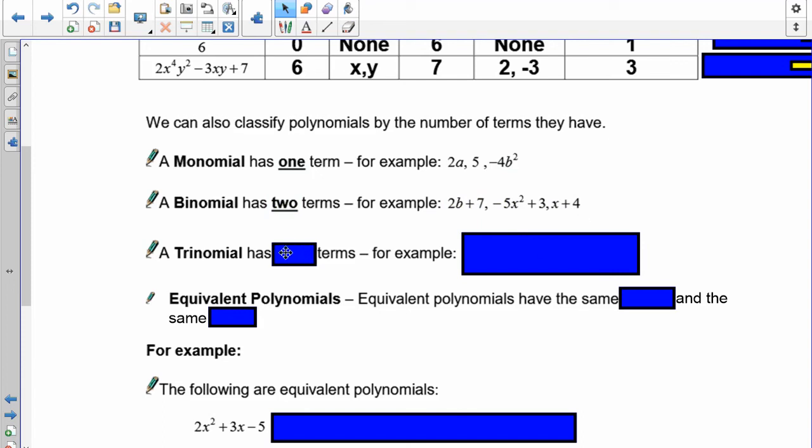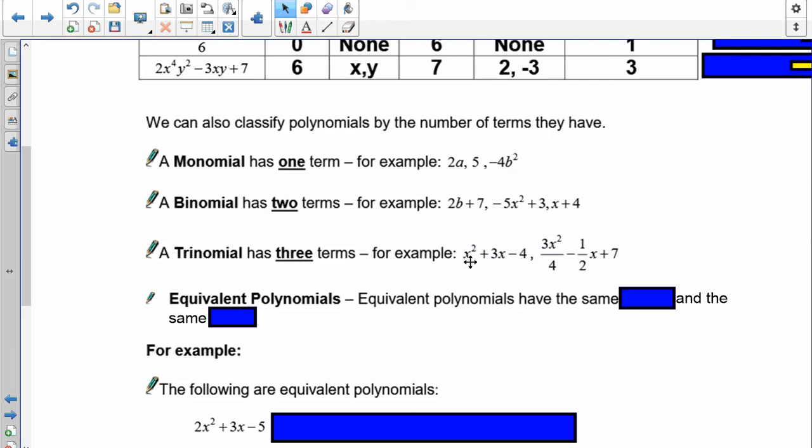Now, a trinomial, like a tricycle, has 3. So here's 2 examples of that. X squared plus 3x minus 4, 1, 2, 3. 3x squared over 4, this is still a polynomial because the exponent is a positive exponent and the variable is in the numerator. So we have that 1, 2, 3. That's also a trinomial.